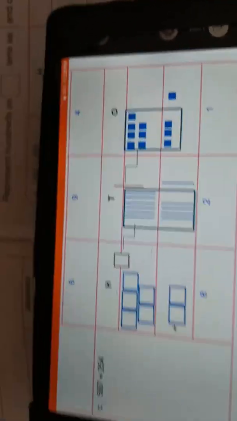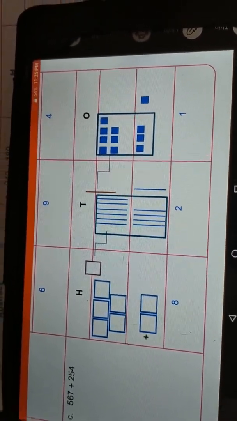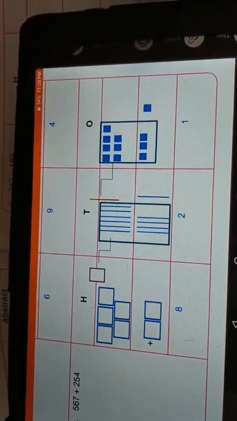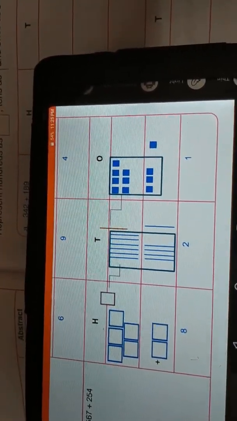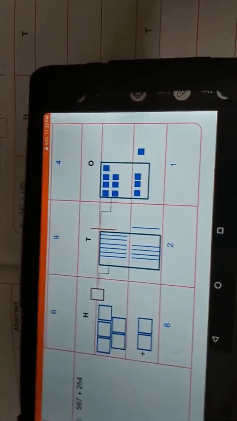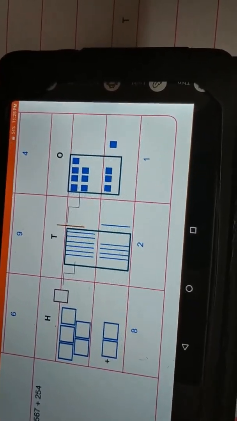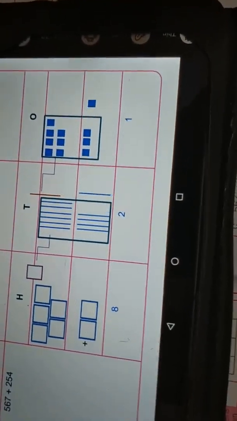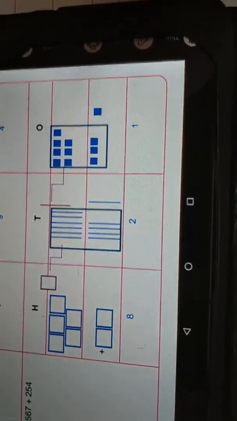Okay students, I hope your work is complete. Now your homework is, you have to complete worksheet number 3, 4 and 5. That worksheet you have to complete and send it to me before 1:30 in the homework WhatsApp group.